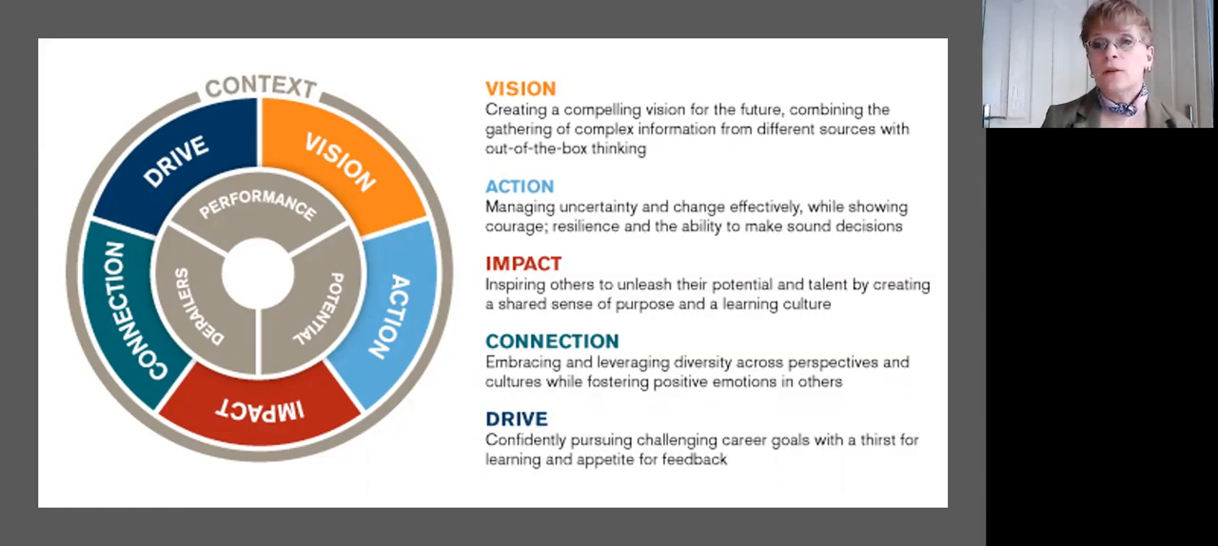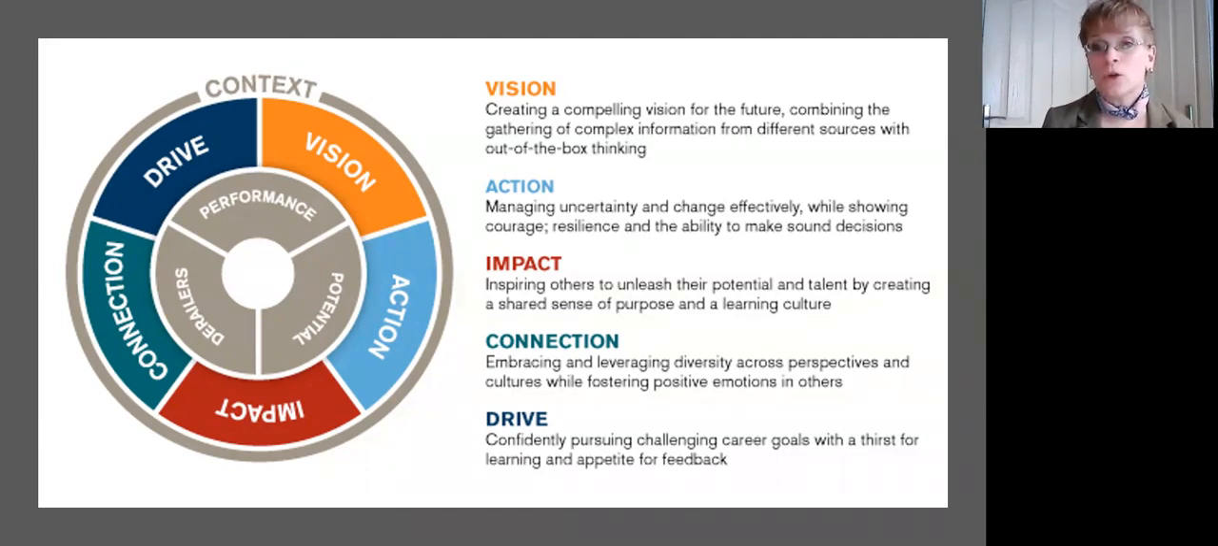Connection is not only about relationships, it's about embracing diversity and creating unity while leveraging the much broader perspective you have when you have diversity. You don't want everybody thinking alike, but you don't want them to feel separate from each other either, and that's a balance.